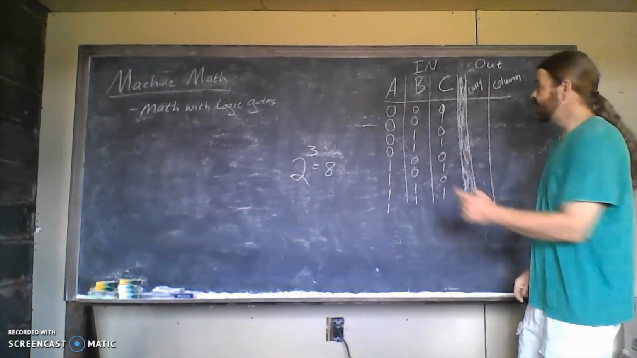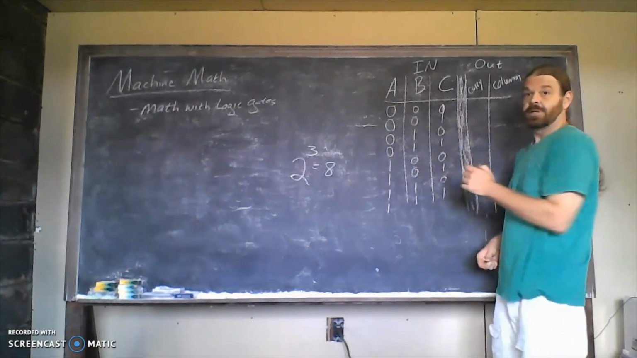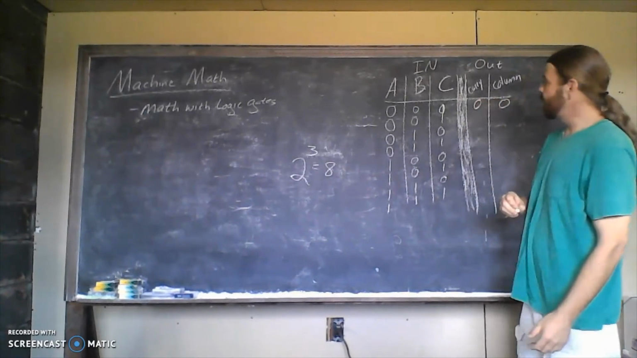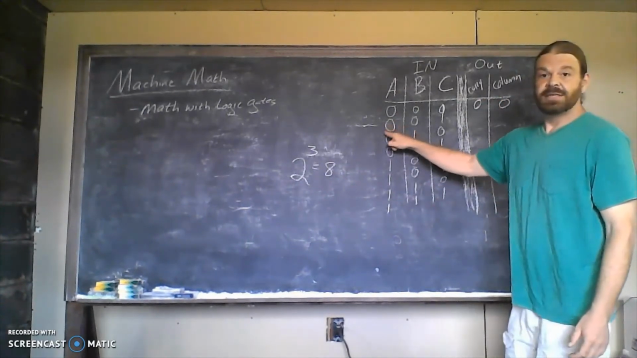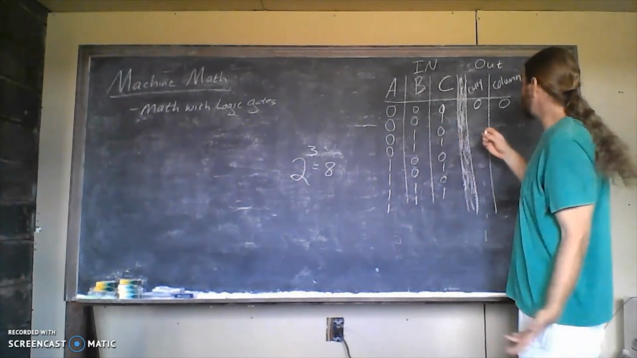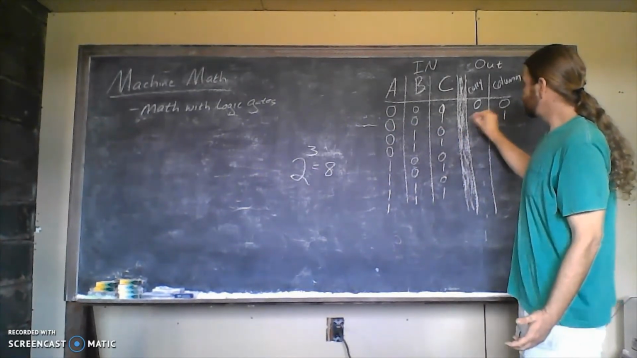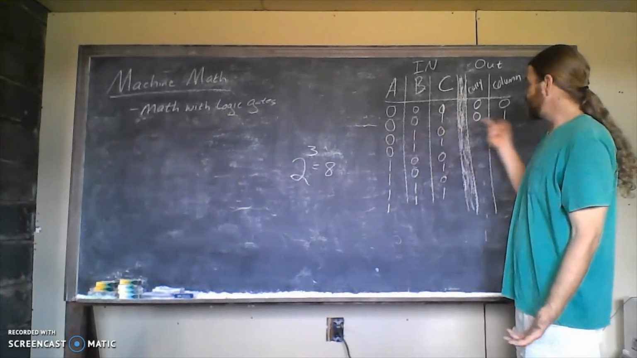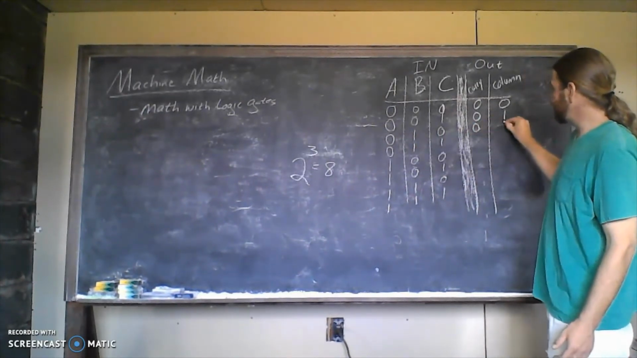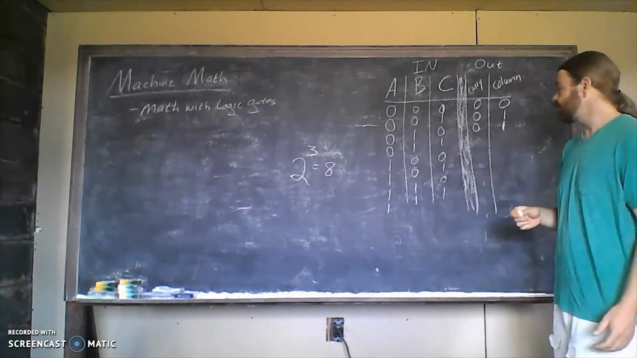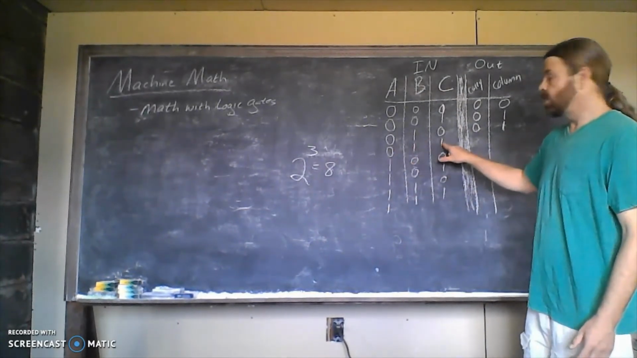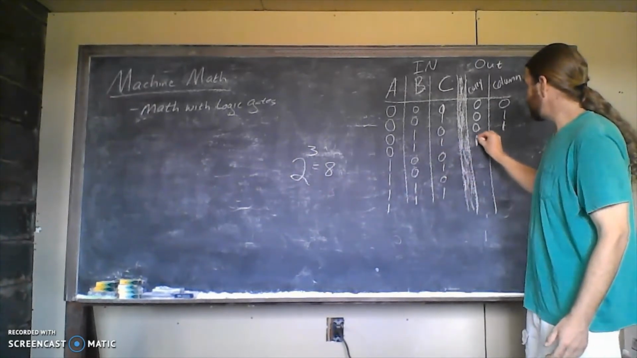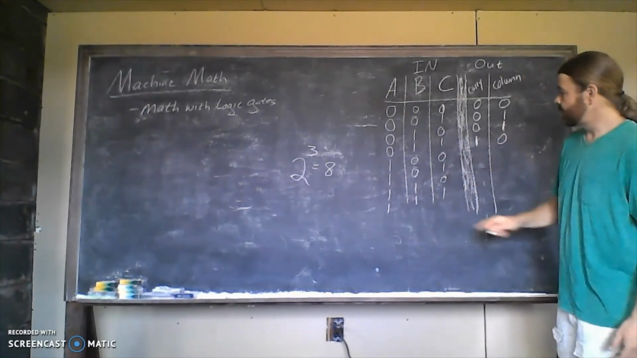So now we're adding these. 0 plus 0 plus 0, well, that's 0. So we have a 0 in our column and a 0 in our carry. 0 plus 0 plus 1, 1. So 1 in the column, 0 in the carry. And the next one, 0 plus 1 plus 0, we'll get the same thing. We're not carrying anything, but we do end up with a 1 in our column. 0 plus 1 plus 1 gives us 2, which in binary is 1, 0, so we'll have a carry bit and a 0 in our column.